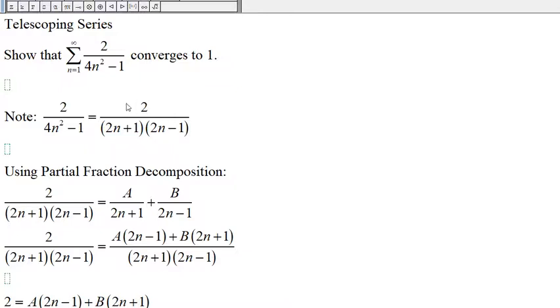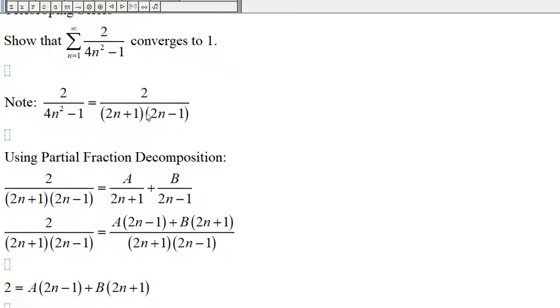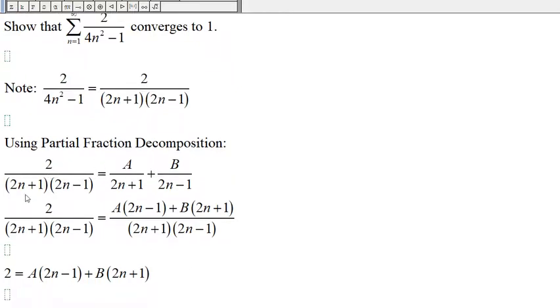And then we need to decompose this fraction right here. And so 2 divided by 2n plus 1 times 2n minus 1 is the same as constant a divided by the factor 2n plus 1, plus constant b divided by 2n minus 1. This is a fraction plus a fraction, so we can cross multiply: a times 2n minus 1 plus b times 2n plus 1, and then divide by the product of the two denominators.